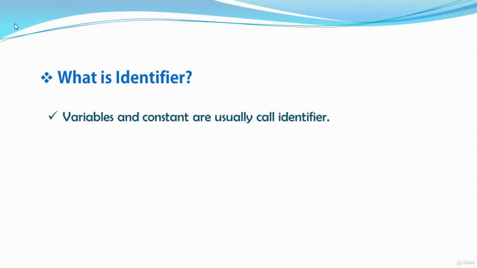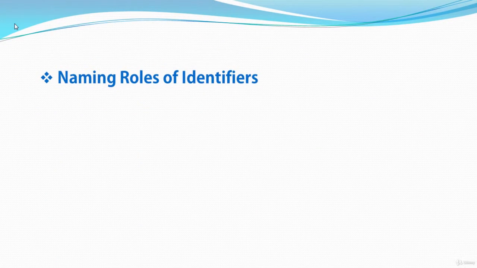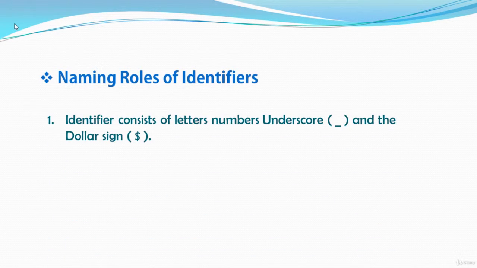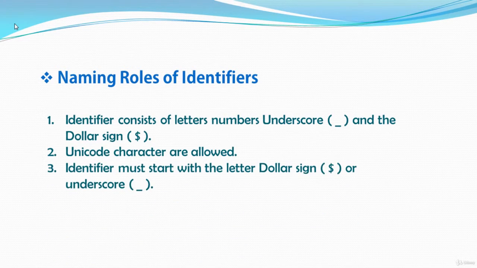Now, the next topic is identifiers. Variables and constants are usually called identifiers, and they have naming rules. An identifier consists of letters, numbers, underscores, and the dollar sign. Unicode characters are allowed. An identifier must start with a letter, a dollar sign, or an underscore. An identifier cannot be a reserved word. Reserved words are words in JavaScript that are created for a specific task. They can't be used as identifiers. If you do that, then you will get an error message.